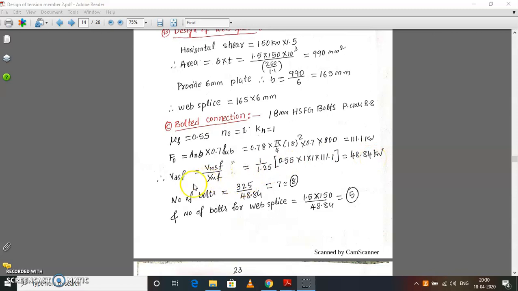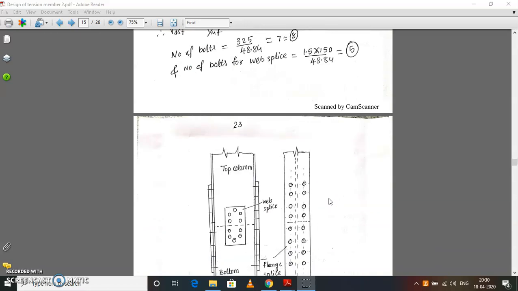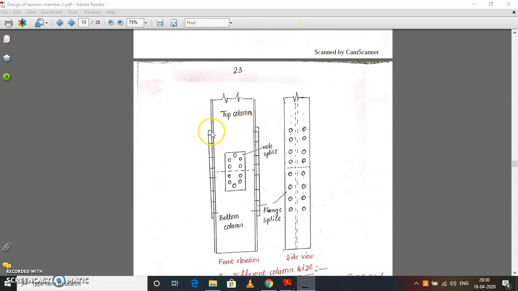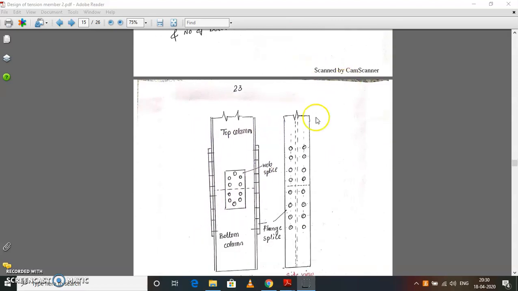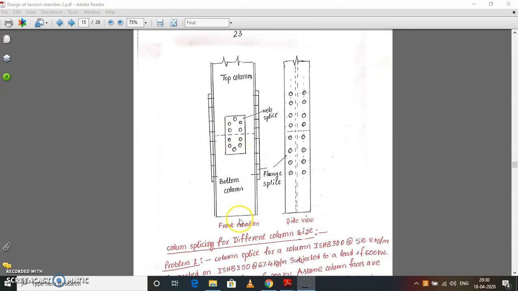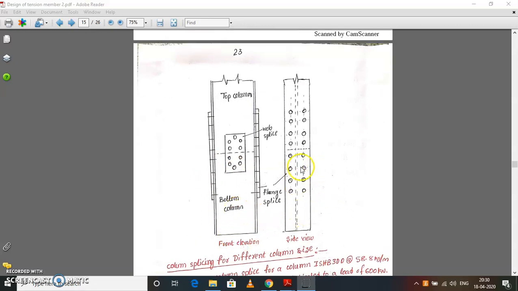So now number of bolts required for flange splice equal to 325 divided by 48.84. So we are getting odd number 7. So take even number 8. And number of bolts for the web splice equal to 225 divided by 48.84. That is 5 bolts. So now see the sketch. These 8 bolts are to be provided for the flange splice, and these 5 bolts are to be provided for the web splice on each side. So this is the front elevation and this is the side elevation.